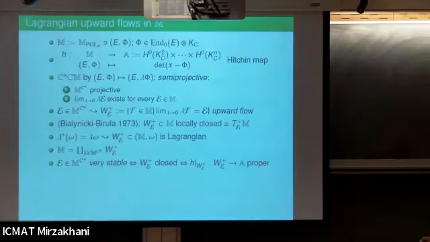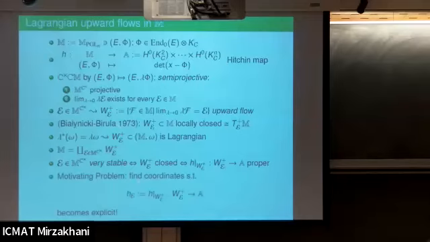Okay, so now we have identified the very nice upward flows. And we will see that they play an important role in this mirror symmetry business. Certain upward flows, which are very stable, will have very nice mirrors. But at the same time, we will also solve another problem. We will be able to find very nice coordinates on the upward flow, so that we will be able to describe the Hitchin system explicitly in these situations, at least in some of these very stable cases.